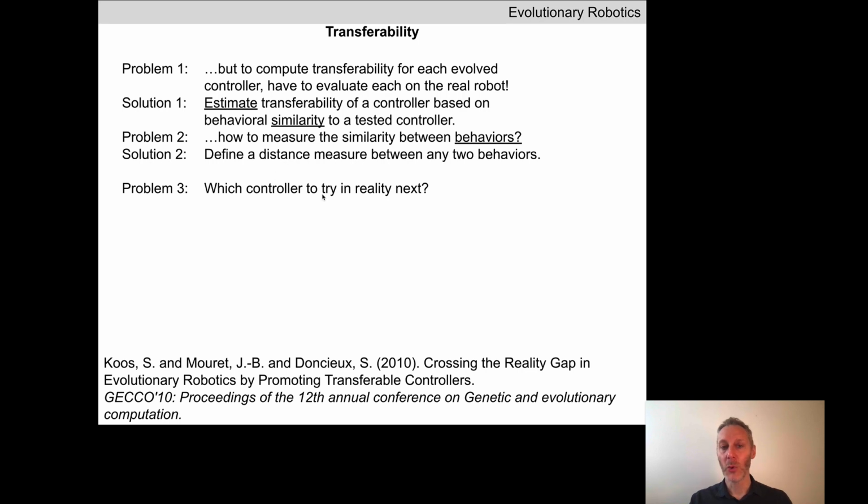Okay, so which controller do we try in reality next? Now we are armed with enough machinery to be able to answer this question. At the end of every few generations, we can pick however many generations we want. We're going to pick one controller from the population that has not yet been sent to reality and send that controller. What controller do we send?